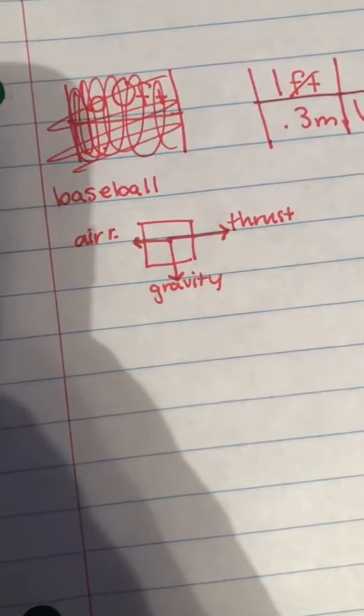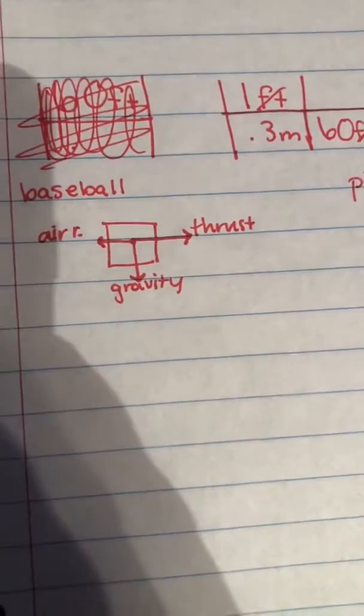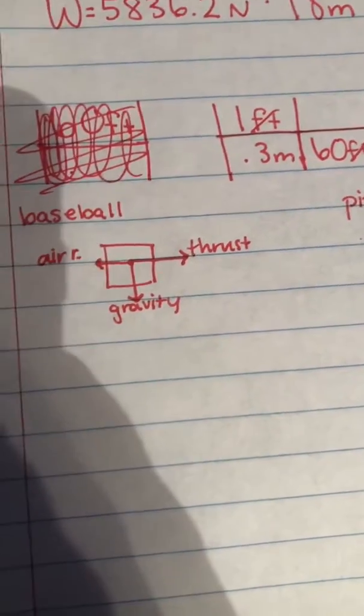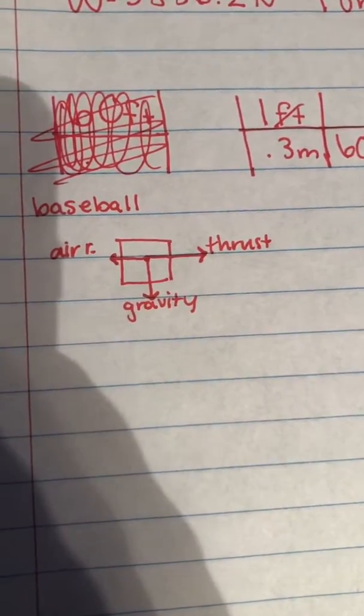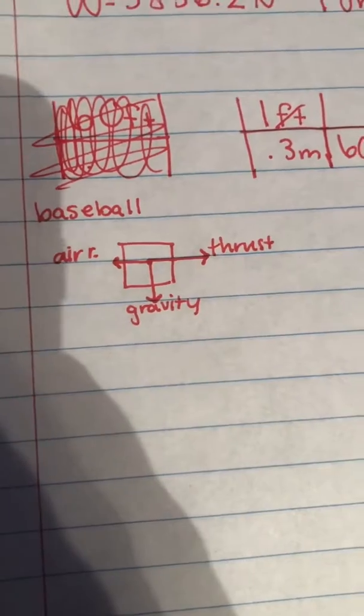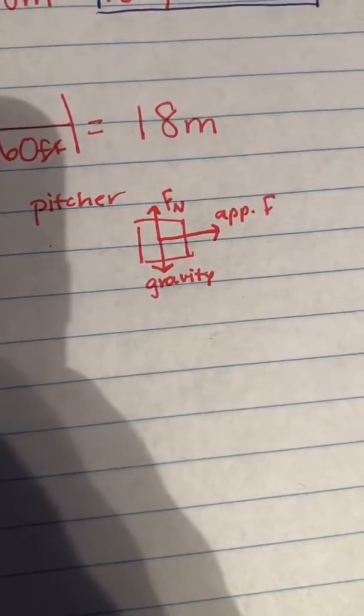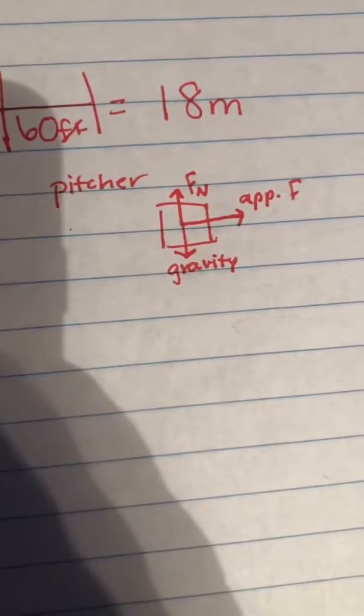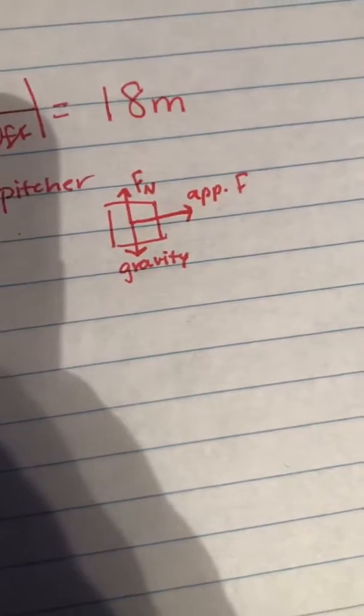Here we have the free body diagram for the baseball. Once the ball is thrown, it has a thrust from the pitcher throwing it, and it has gravity affecting it. And then it has air resistance going in the opposite direction, yet it does not overcome the thrust. And we have the pitcher throwing the ball, and the pitcher is obviously not floating off the ground, so gravity and normal force are balanced, and then he applies a force to throw the baseball.